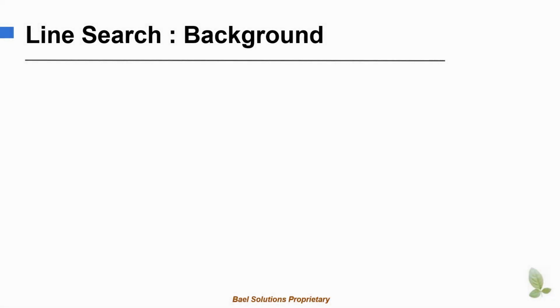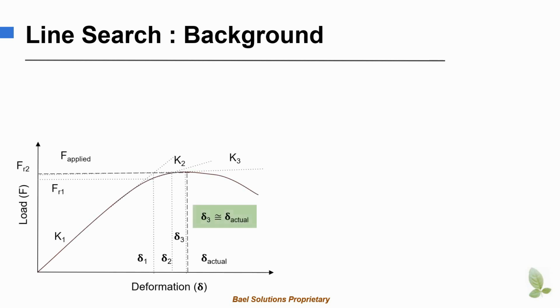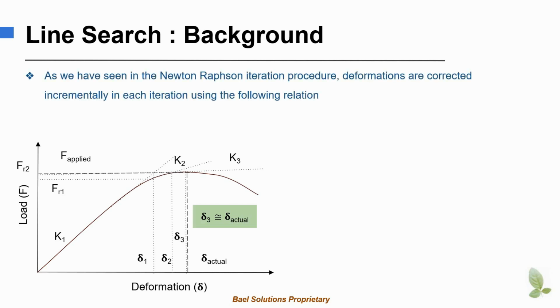Now, we are going to see a brief theoretical background of the line search. Recall the Newton-Raphson iteration procedure we studied in Module 2. In the Newton-Raphson iteration procedure, the deformations are incrementally updated in each iteration. The deformations are updated using the following relation.